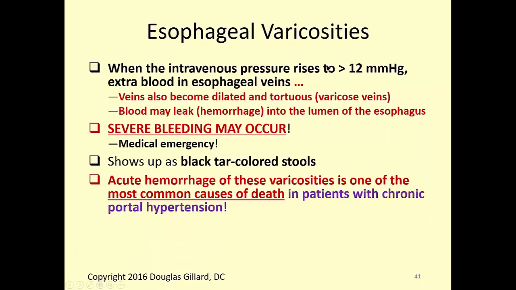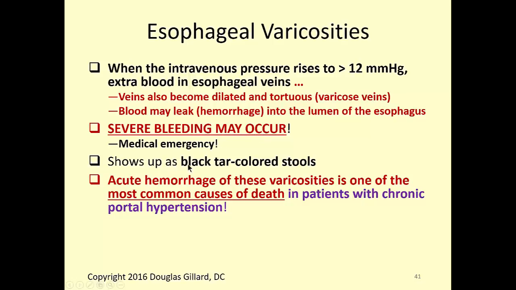Okay, so when the intravenous pressure rises above 12 millimeters of mercury in these esophageal veins, it's supposed to be 10 is the highest it's supposed to be. You start leaking. The veins can be like those ones we just saw, and they can start hemorrhaging both inside and out. And they can leak severely, and it's a medical emergency.